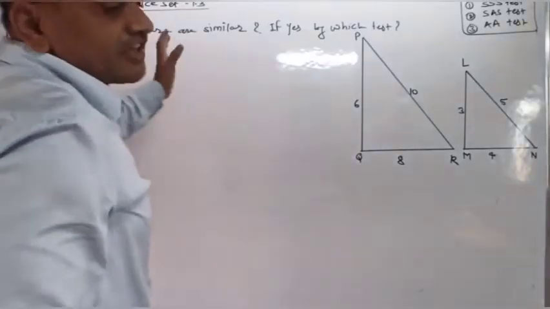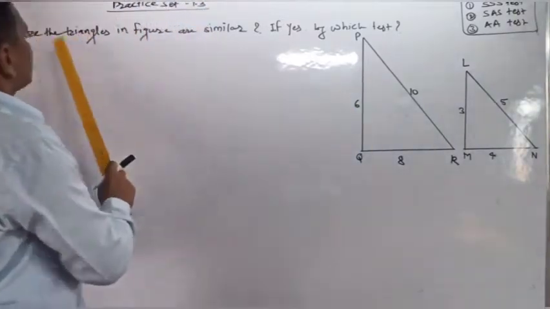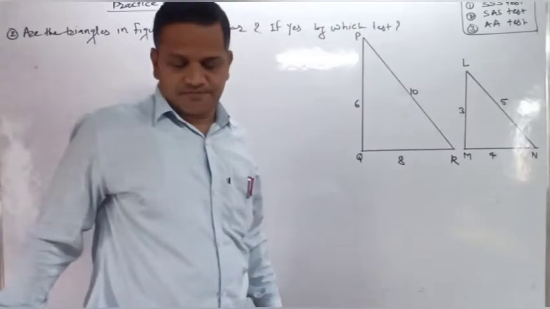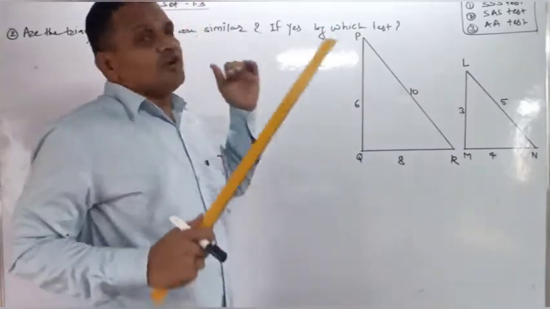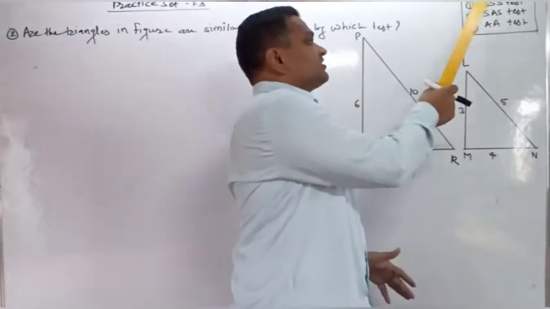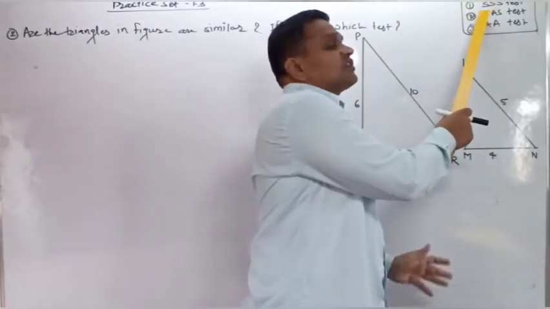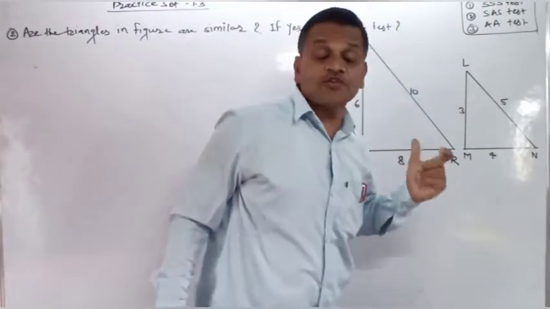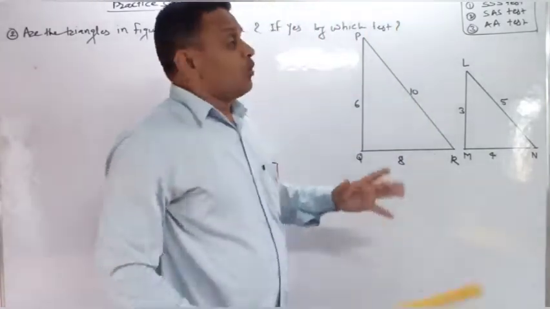Now, what is here in the second example? Are the triangles in the figure similar? If yes, by which test? We know that there are three tests of similarity of two triangles: SSS test, SAS test, and double A test. Now, which test can we use here for similarity of these two triangles?